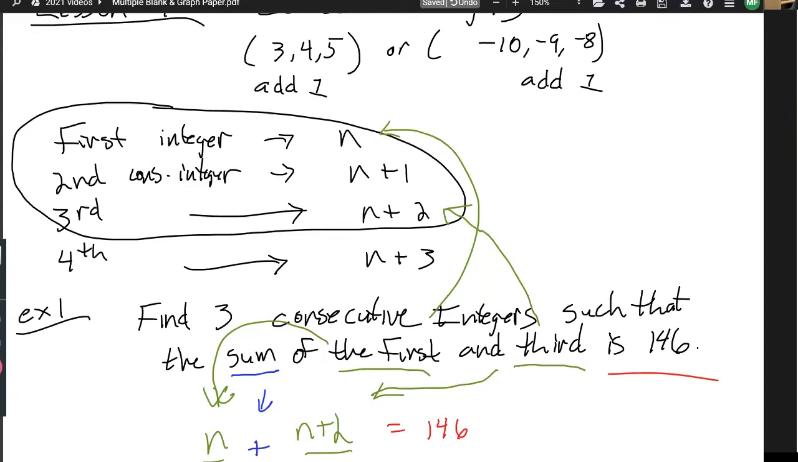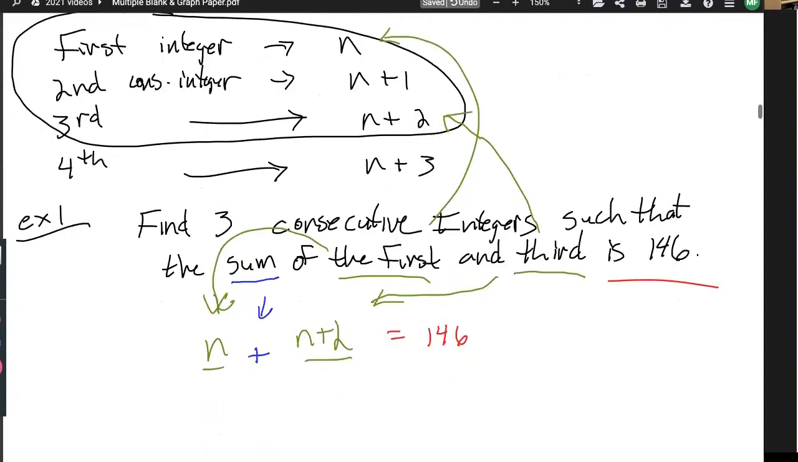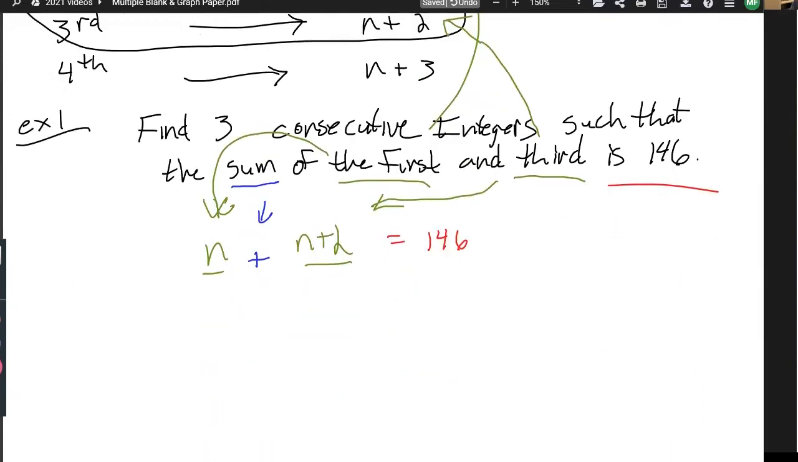This is just n plus n plus 2 equals 146. So let's combine like terms. We're going to simplify the equation and solve. So n plus n is 2n plus 2 equals 146. So far, so good.